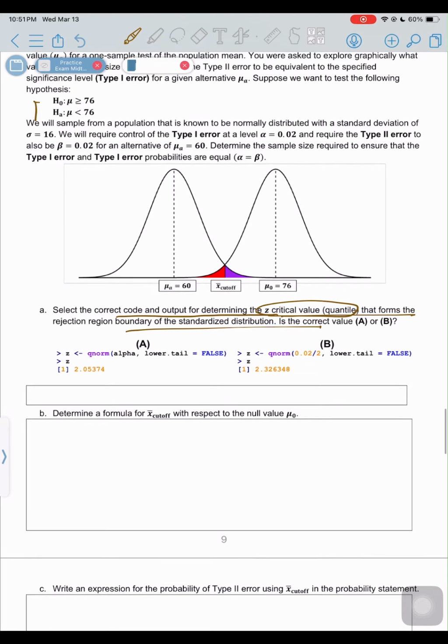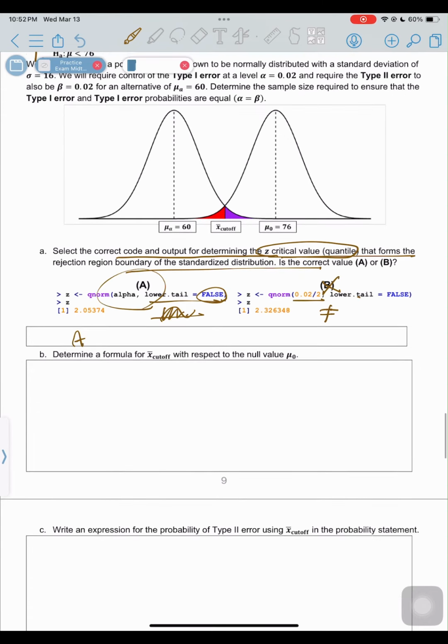Since our hypothesis is greater than or equal, and the alternative is less than, not a not equal sign, that would make B not the right option. If you're dividing by 2, the alternative hypothesis has to have a not equal sign. But since ours is less than, that means lower tail is false, which is looking at the left side. So that is indeed right for A.